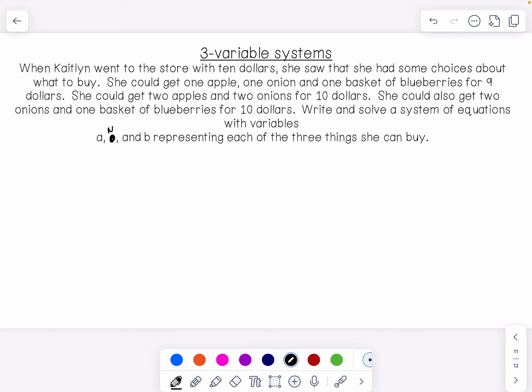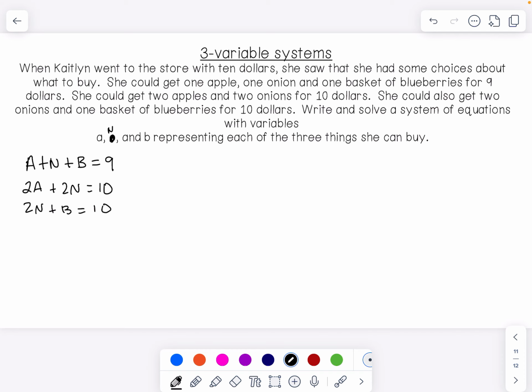So I'm going to go back to the first sentence. It says she could buy one apple, so A, plus one onion, plus one basket of blueberries, so one blueberry, is going to be $9. Then she could get two apples, so 2A plus two onions, 2N, was $10. And the last example was two onions, so 2N plus one blueberry, and that was also $10. So we're reading through the examples and really just setting up these equations based off of the information given to us.